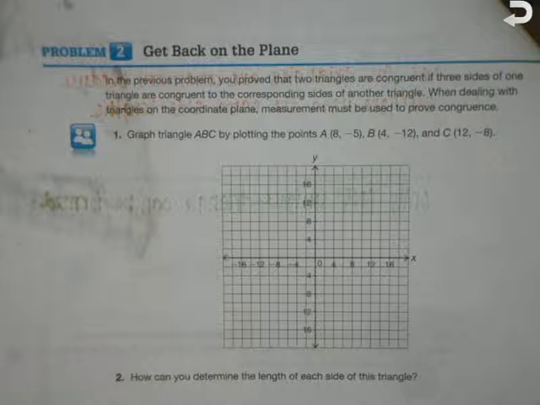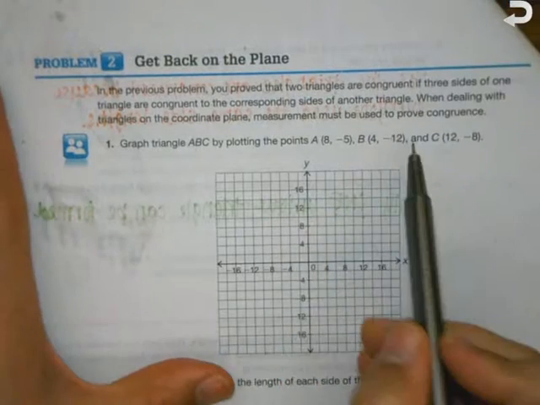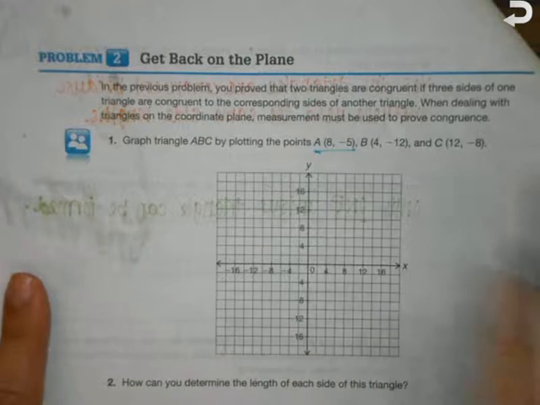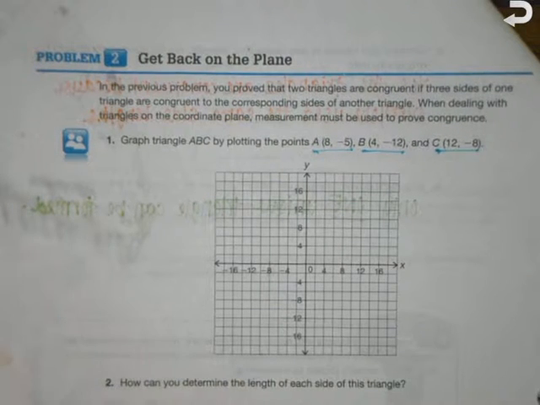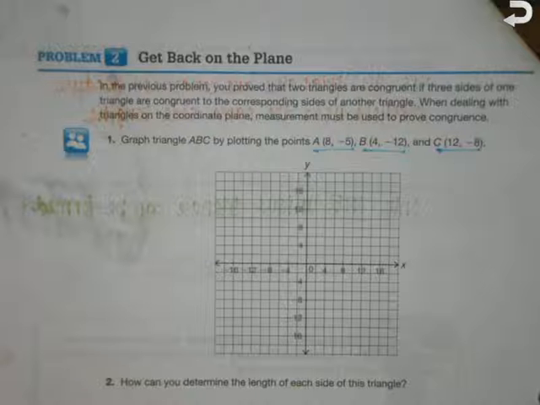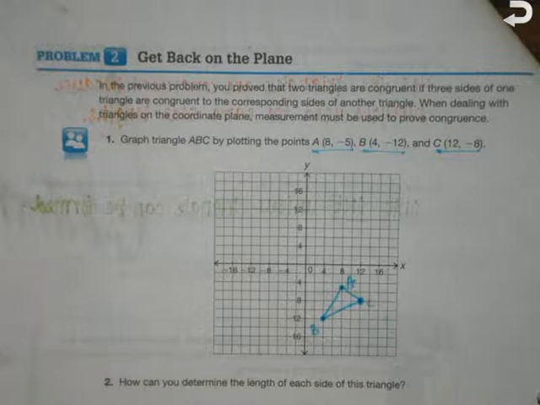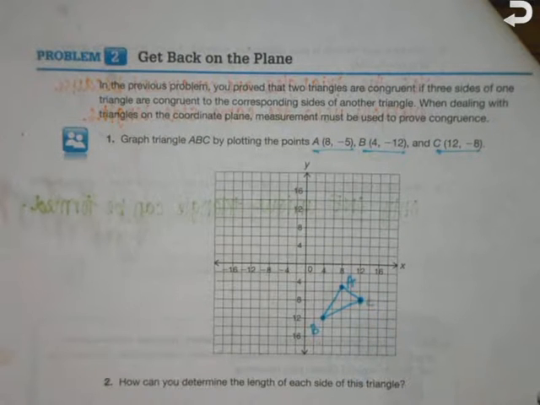So what we're going to do is start by graphing triangle ABC on the coordinate plane. Point A is (8, -5), point B is (4, -12), and point C is (12, -8). So graph that for me right now, triangle ABC. Okay, guys, so your triangle should end up looking like this. Does everybody's triangle look like that?